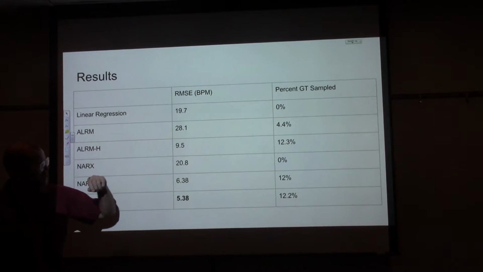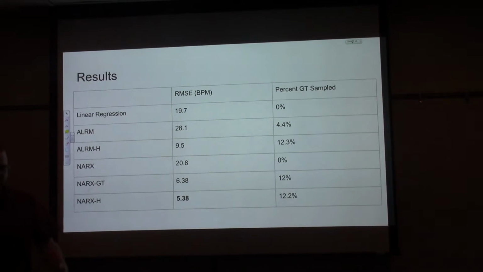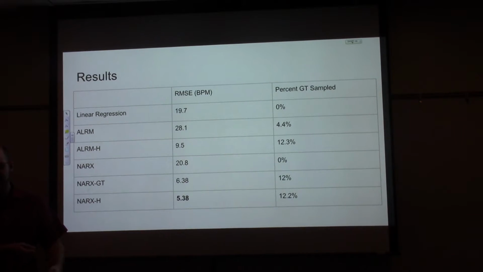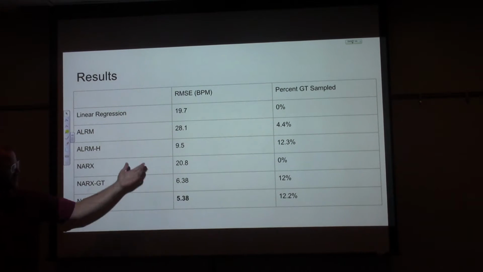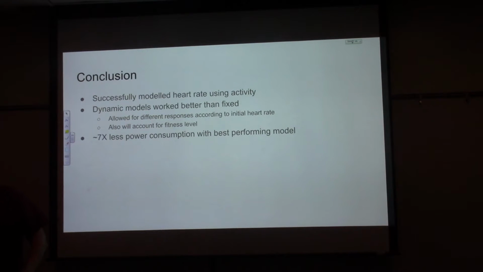The only case where this doesn't hold is from a basic linear regression to the first adaptive linear regression model. Error actually increases, and we can explain this by the noisy activity level data, where the adaptive model basically just picks the wrong activity level and tries to make a prediction based on that, so it has a very lousy estimate. And just wrapping it all up, in conclusion, we successfully modeled heart rate off activity level.